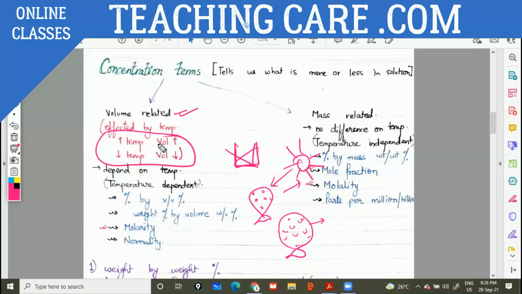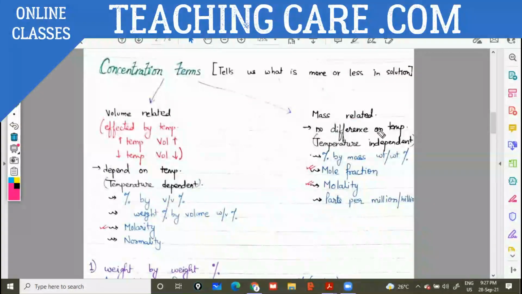Whenever you have a volume related concentration, always look whether the temperature is being told or not, because as you increase the temperature, volume will increase. As you decrease the temperature, the volume will decrease. So volume related concentration terms are always affected by the temperature, whereas mass related terms are never affected by the temperature. Clear? Yes, ma'am. Understood.